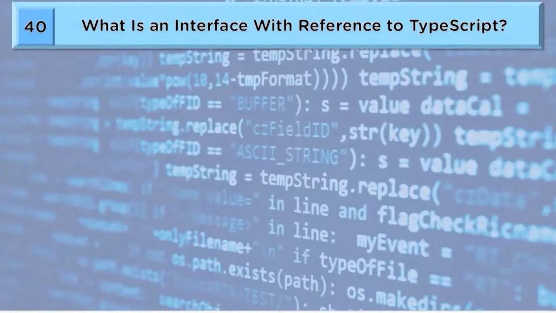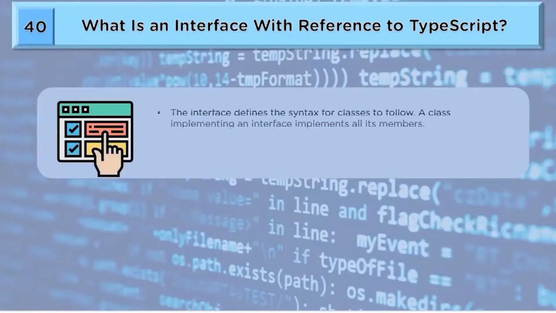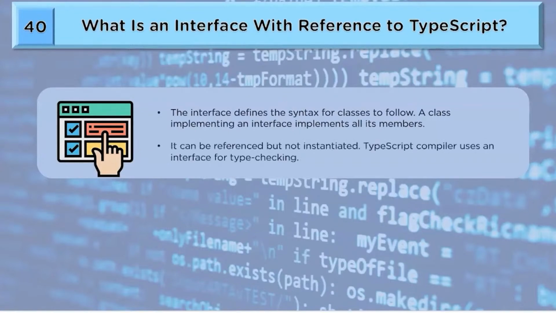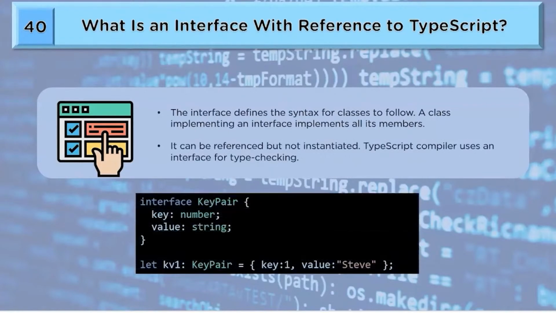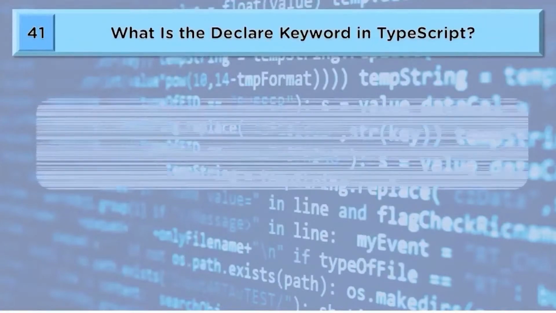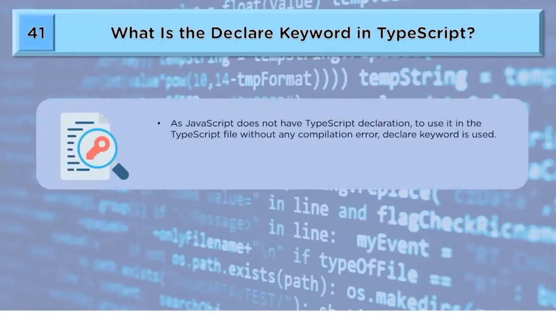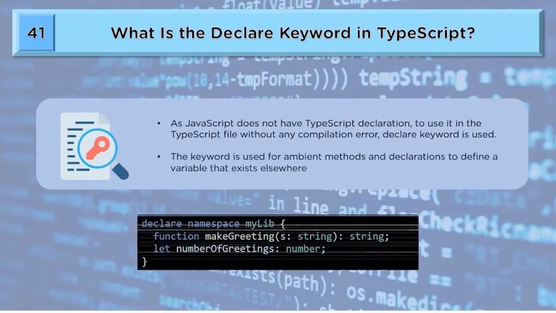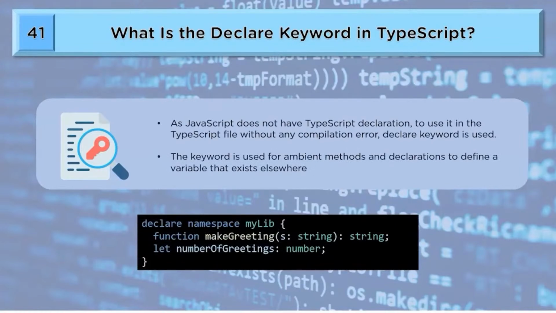What is an interface with reference to TypeScript? The interface defines the syntax for classes to follow. A class implementing an interface implements all its members. It can be referenced but not instantiated. The TypeScript compiler uses an interface for type checking. What is the declare keyword in TypeScript? As JavaScript does not have TypeScript declarations, to use it in the TypeScript file without any compilation error, the declare keyword is used. The keyword is used for ambient methods and declarations to define a variable that exists elsewhere.